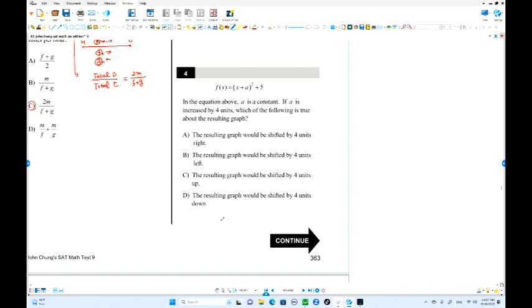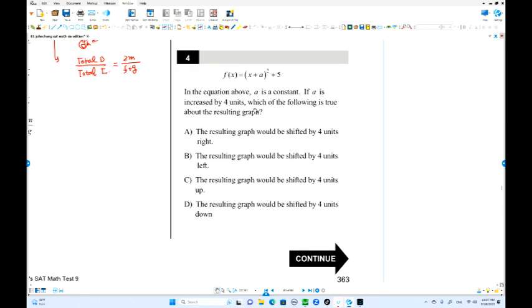Here is number 4. This is the f of x. In the equation above, a is a constant. A is increased by 4 units. Instead of this one, you will replace this with x plus a plus 4, right? Increased by 4. That's the new one.